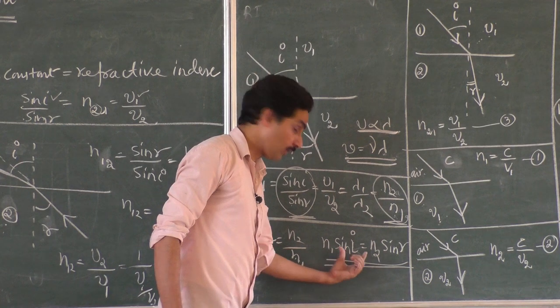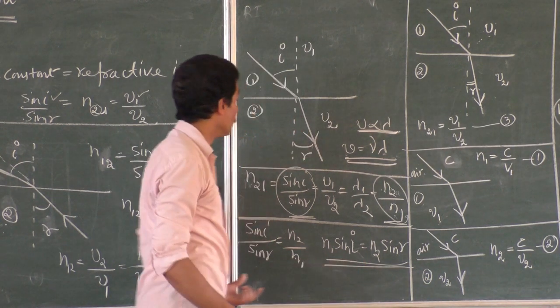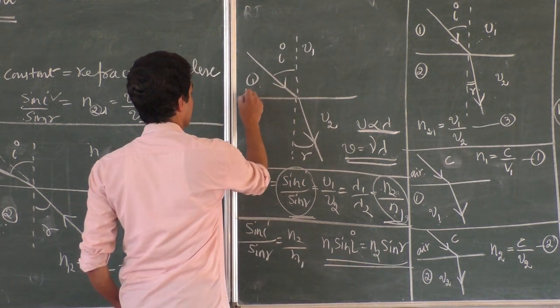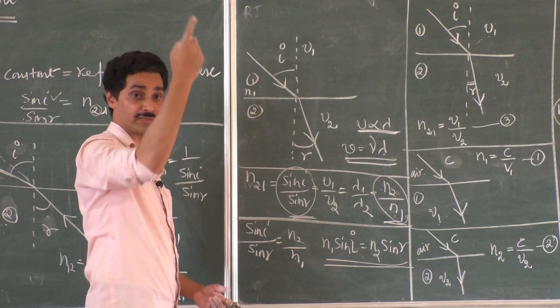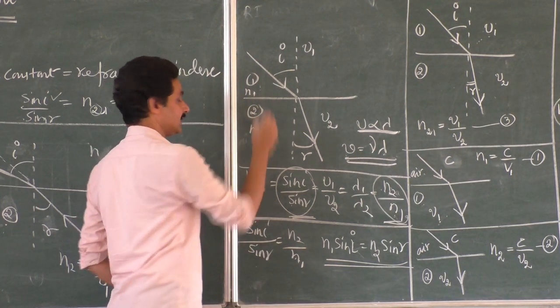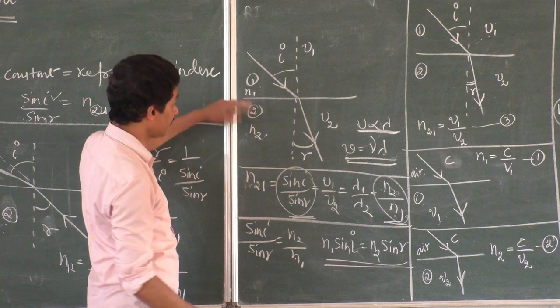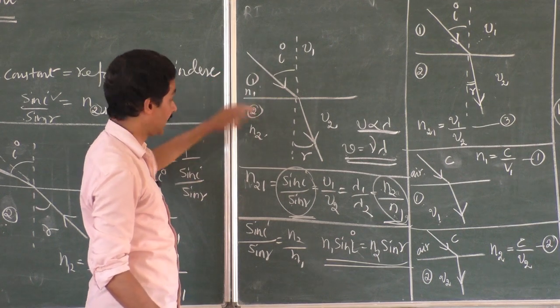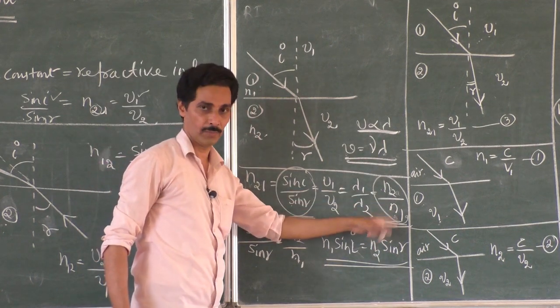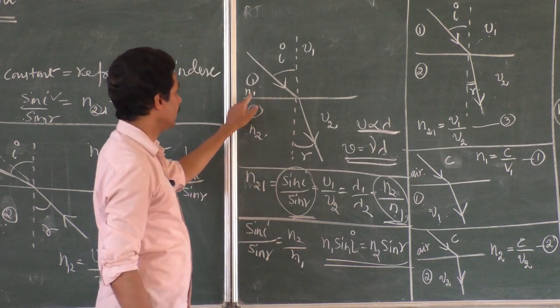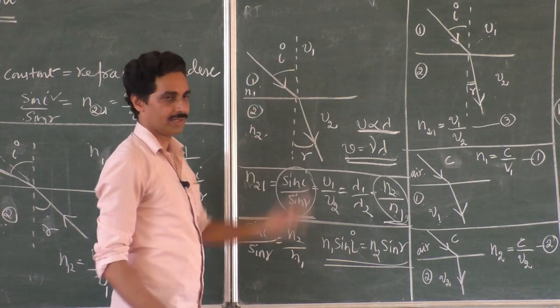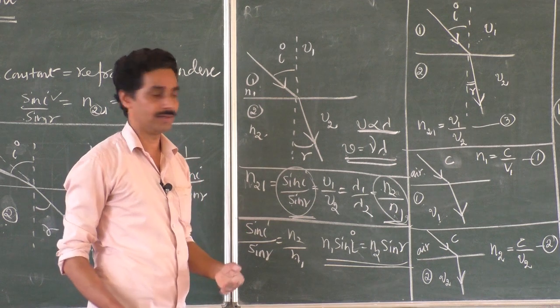Now how to remember this? Very simple. For example, this medium, its refractive index is N1 with respect to R, and the refractive index of this one is N2 with respect to R. What about the relative N21? That you know. N21 is equal to N2 by N1. Now, N1 sin i is equal to N2 sin r. Finished. Nothing to study here.